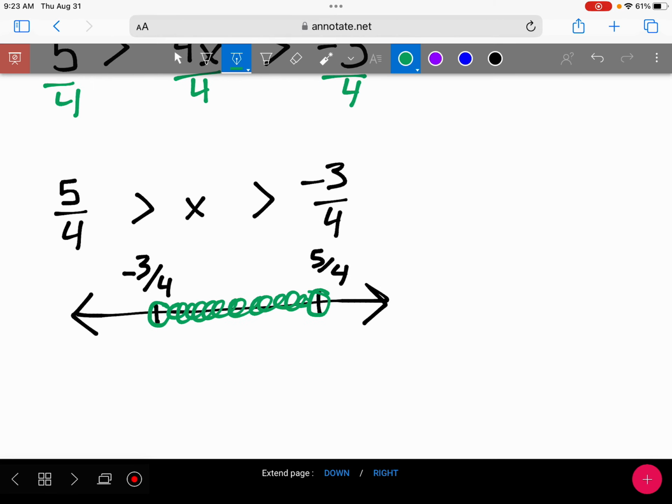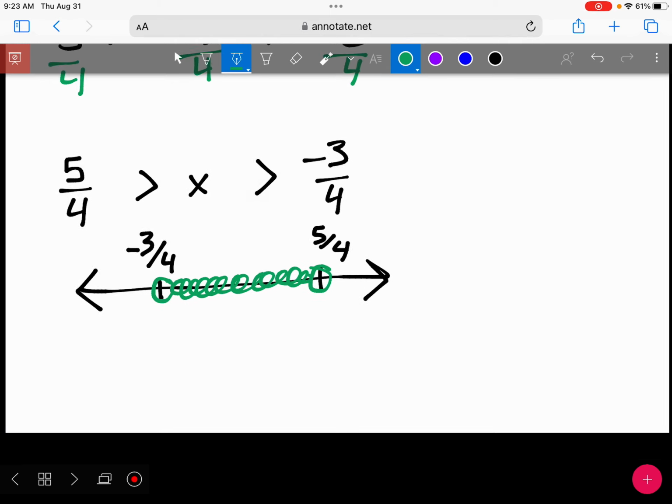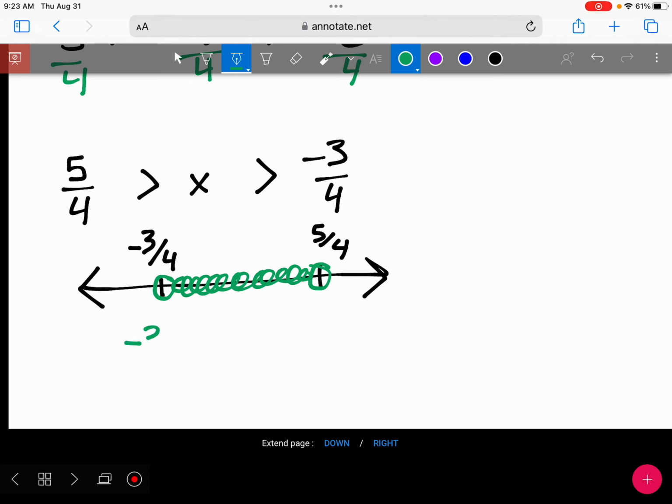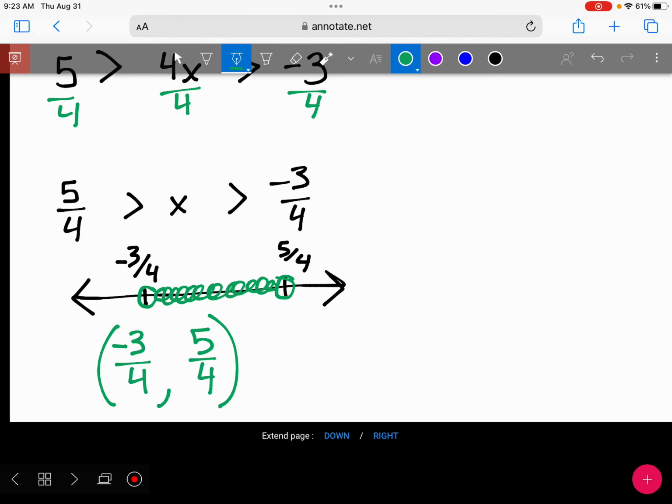When we are in interval notation, it has to go smallest to biggest. It has to. So we're going to have our -3/4 on the left with a parenthesis, and our biggest is 5/4, again with a parenthesis. So it has to go smallest to biggest. If you put 5/4 comma -3/4, it's not right. It has to be smallest to biggest in interval notation. Okay?